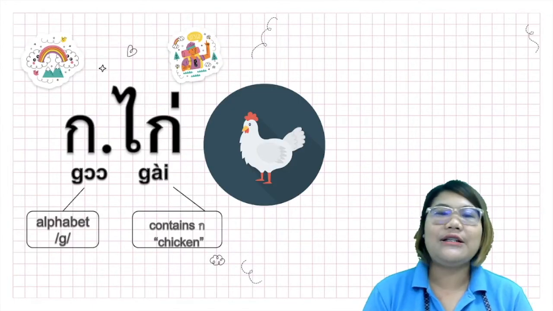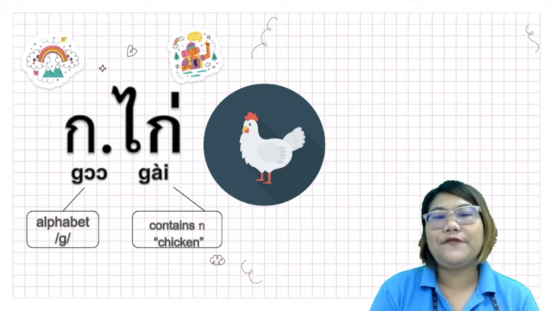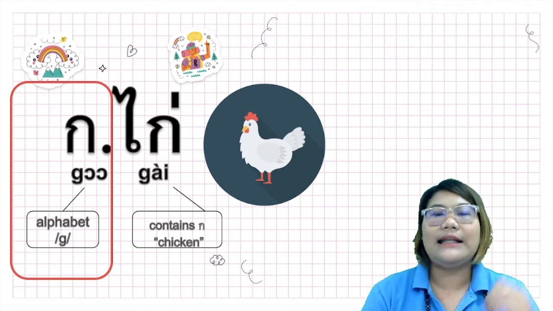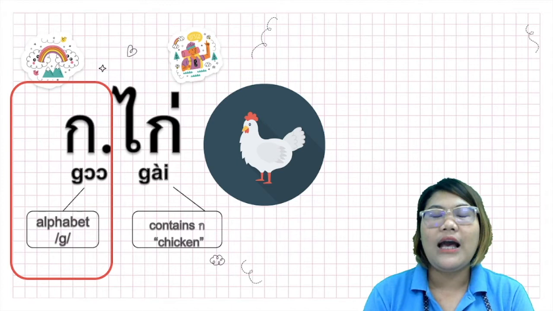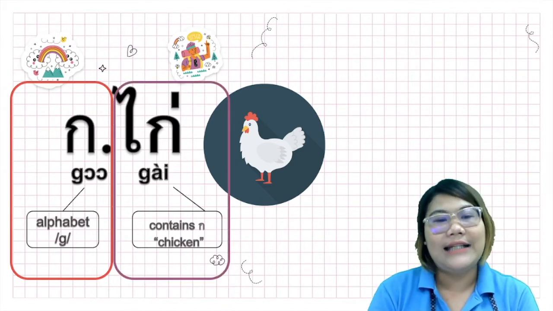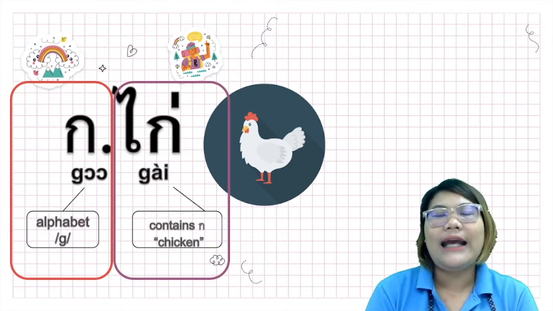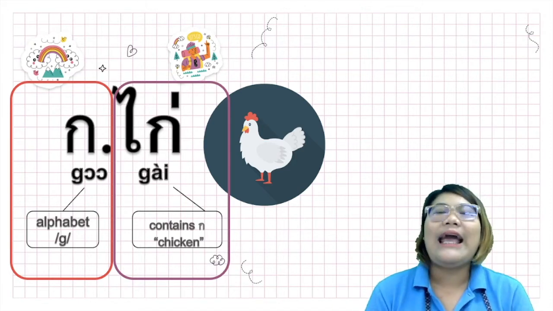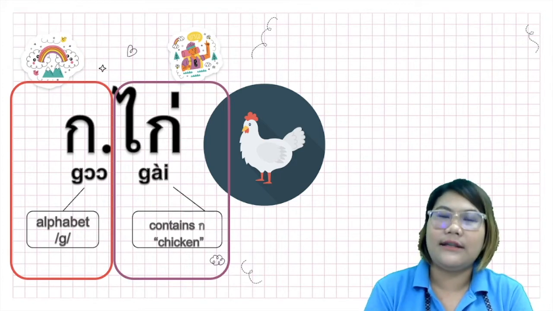Each Thai consonant has a name made up of 2 parts. The first part of the name is the sound that the letter makes as the initial sound of a syllable. The last part is some word that contains that letter. For example here, gò gai. Gò is the alphabet sound and gai is the word for the letter g.